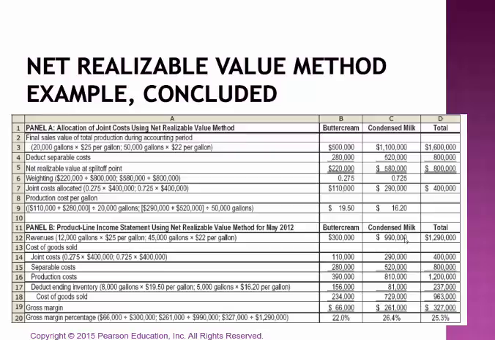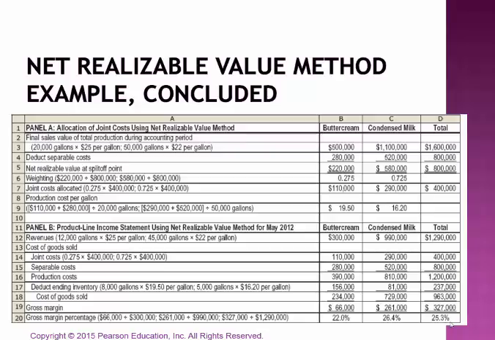Subtracting that from total sales, we get gross margin. Gross margin over revenues equals the gross margin percentage. So notice we've got 22% for the buttercream, but 26.4% for the condensed milk. If we do it as a total, we're in between those two numbers at 25.3.